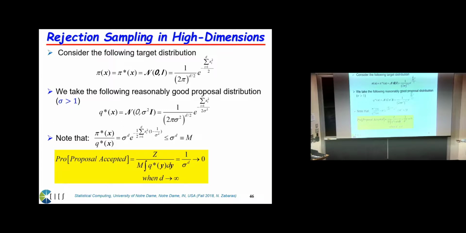So the acceptance ratio is the normalization factor of this distribution, which is already normalized, so 1, divided by the normalization factor of q, which is also 1, and m, which is sigma to the power d. But sigma is greater than 1, so as d goes to infinity, this goes to 0. So basically you never accept any sample. The higher the dimension, the less useful the method is, because every sample would effectively be rejected, since the acceptance probability is 0.